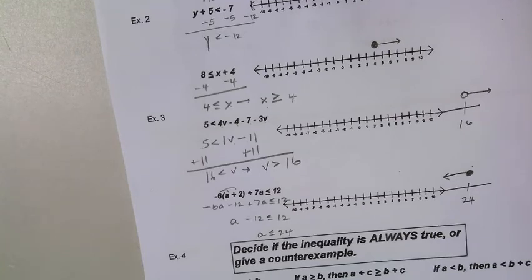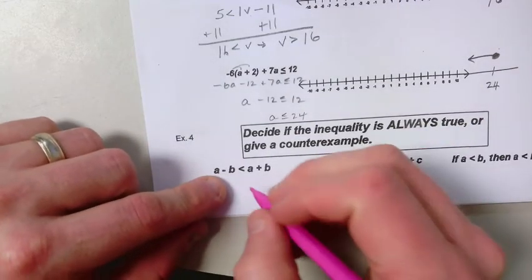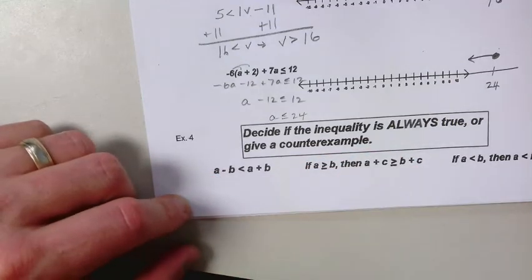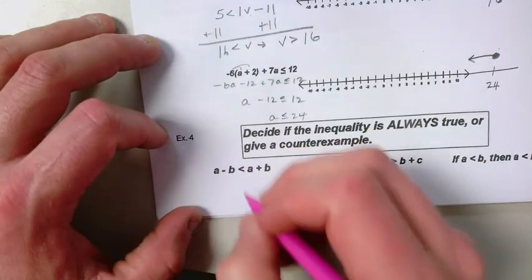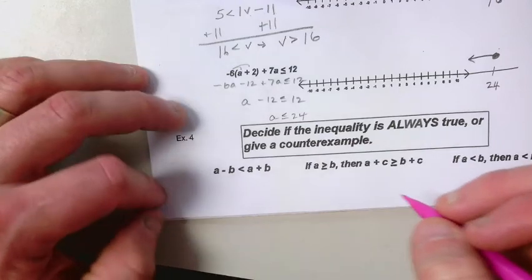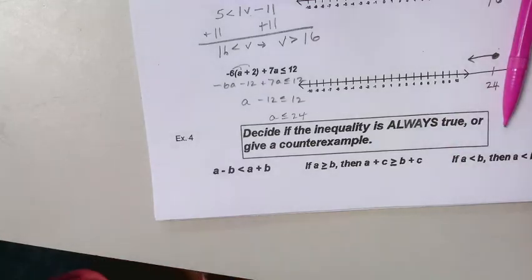It says decide if the inequality is always true, or give a counterexample. Okay. So I guess what I'm thinking on this first one would be this. If I go ahead and try to get the variables to one side. I think it's good to plug in numbers here, is actually the best thing to do. But will A minus B be less than A plus B? And the answer is sometimes true, okay? And that would be if B is positive, okay?